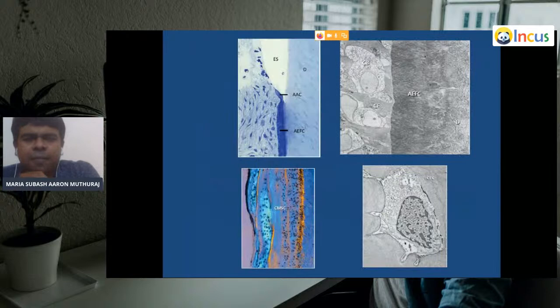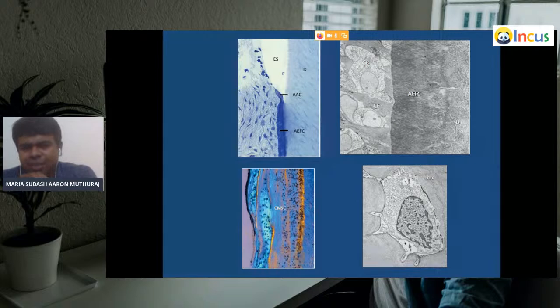You can see in this picture, first is the acellular afibrillar cementum. The pointer will show you that it is acellular afibrillar cementum. It is one type of cementum. Its thickness will be 1 to 15 micrometers. It is also known as coronal cementum.